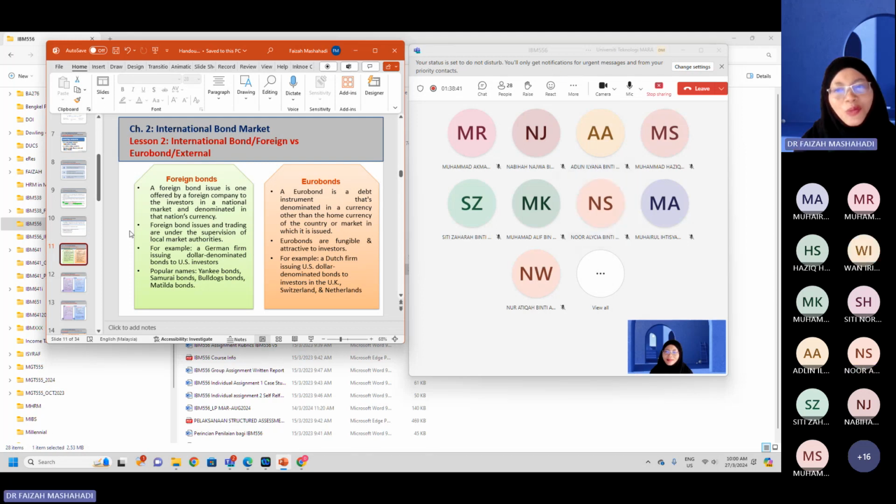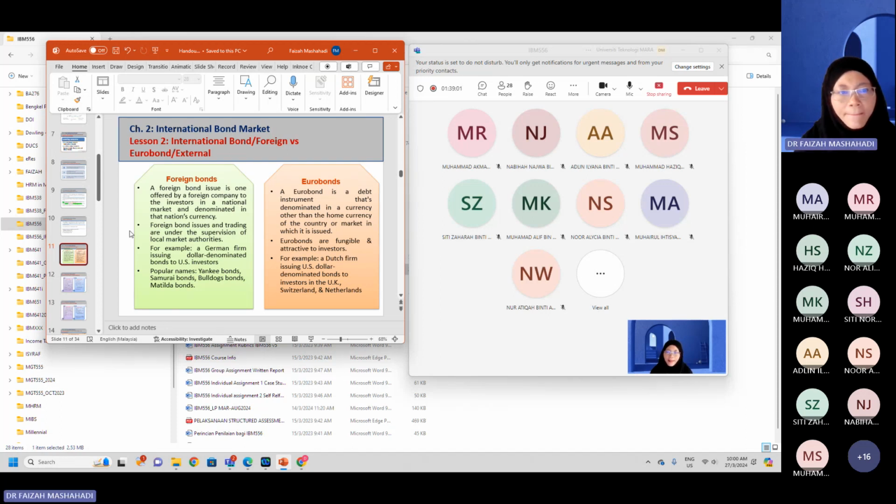Australia. Matilda is from Australia. Right, so those are the nicknames of foreign bonds. How about euro bonds? Do you have a nickname for euro bonds? No, we don't have a nickname for euro bonds. Can you see the difference between these two clearly, foreign bond and euro bonds?